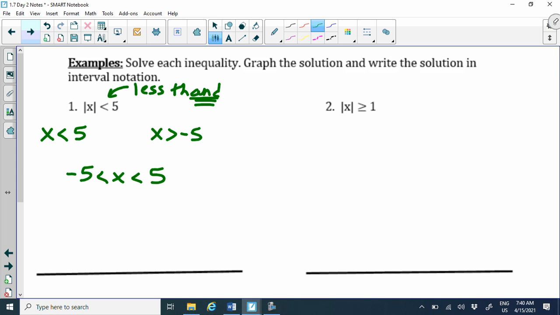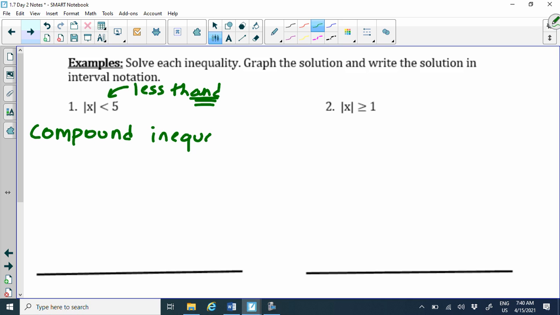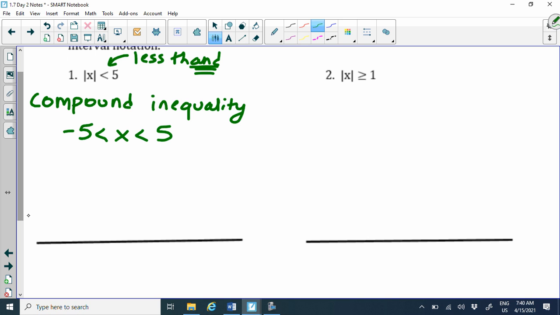So when we do our less than problems, I want us to write it as a compound inequality. So we will have negative 5 less than x, which is less than 5. Now we can go ahead and do our number line. So we have negative 5 and 5. Remember, on our number line, we should be going from smallest to largest. You just want to make sure that 0 is in between.